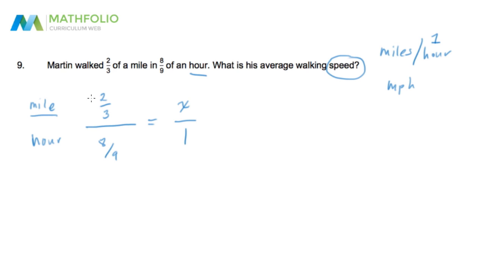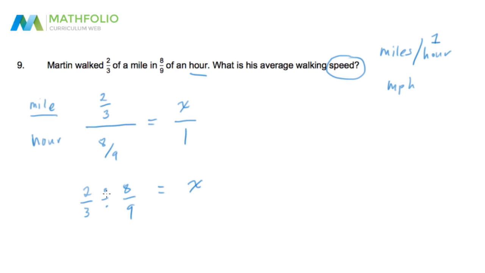Now, we could cross multiply this and solve it as we would do with most proportions. But because this number here is 1, let's just think, what is x divided by 1? And x divided by 1 is just x. So instead of just cross multiplying, which would in fact give us an extra step to do here, we could just now do 2/3 divided by 8/9.